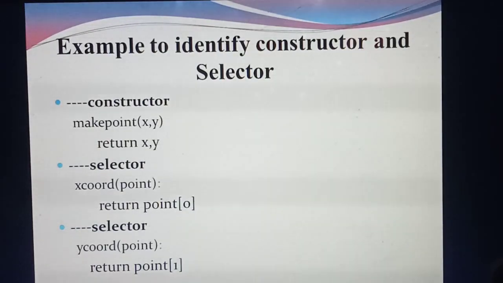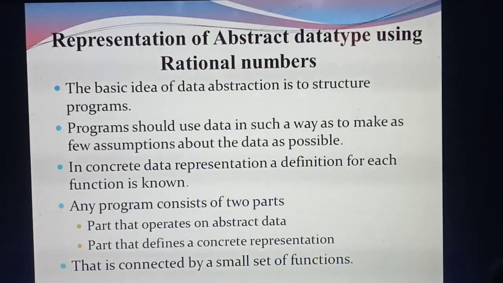See the next thing, x coordinate of point. Here only one piece of information is there. A selector always retrieves information as individual pieces, one by one. See the next one, return point of 0. Is this a constructor or selector? Selector. Next, y coordinate of point. It is giving only one piece of information that you retrieve. So is this a constructor or selector? Selector.